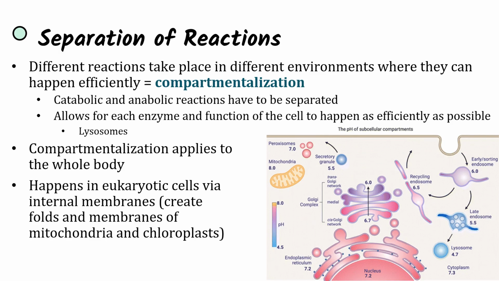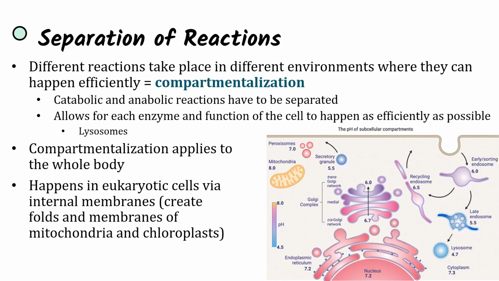Firstly, separation of reactions. Different reactions are going to take place in different environments where they can happen the most efficiently. This is known as compartmentalization. And within eukaryotic cells, this is going to happen due to internal membranes that each organelle is going to possess within the cell. So why is this important? First of all, it allows catabolic and anabolic reactions to be separated, the making and breaking reactions.